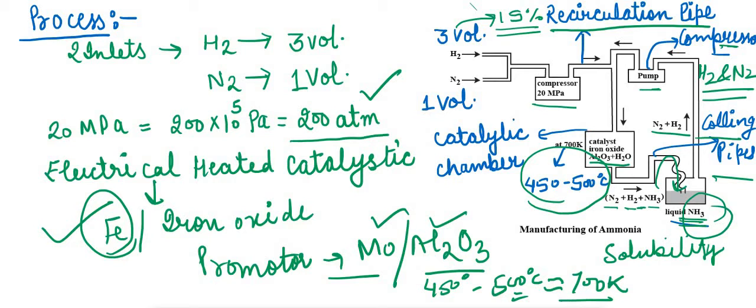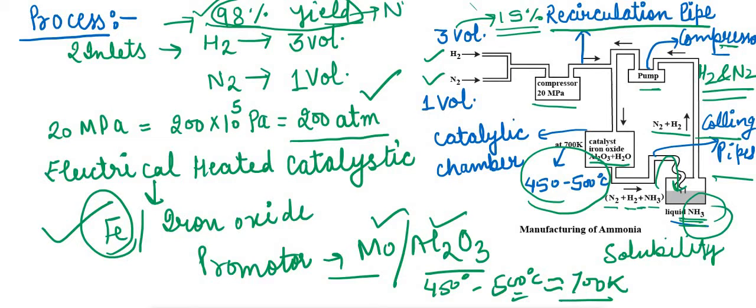So that formation is needed again and again, and in total from this process we get 98% yield. It means if we use 100% of the nitrogen and hydrogen, then 98% is converted into ammonia. Almost all the hydrogen and nitrogen are converted into ammonia, and the ammonia produced is stored as a liquid under high pressure.